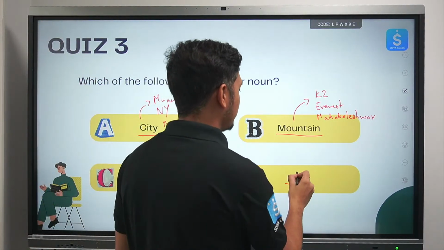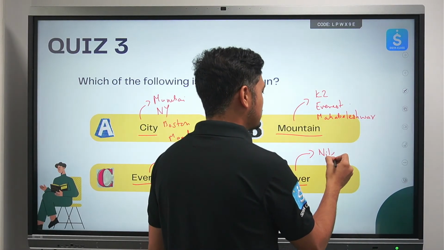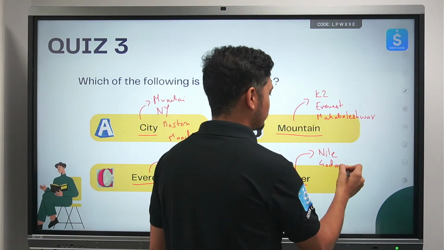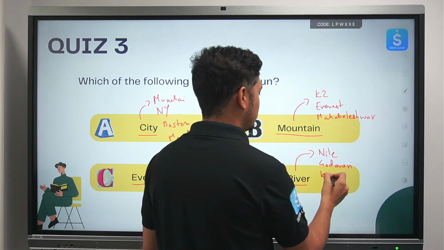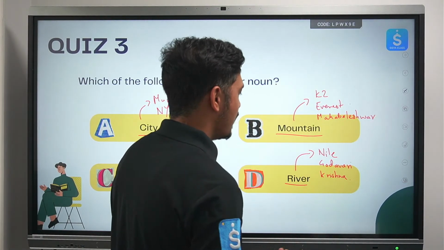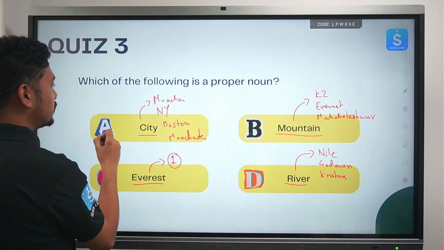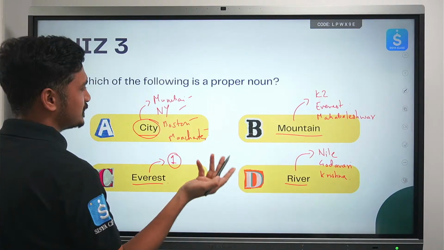Then river. Which river can we talk about? It can be the Nile river, it can be the Godavari river, it can be the Krishna river. These rivers are from India. These are all different things. So when you talk about option A, the city is not specific, it can be any of the cities, right?